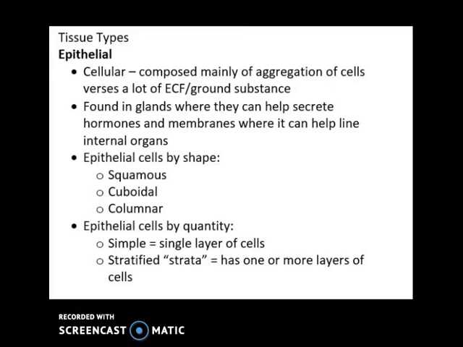This lab doesn't generally go into where in the body you're going to find simple cuboidal or stratified squamous, that kind of stuff. It is just going to give you some pointers. So make sure you look at that.